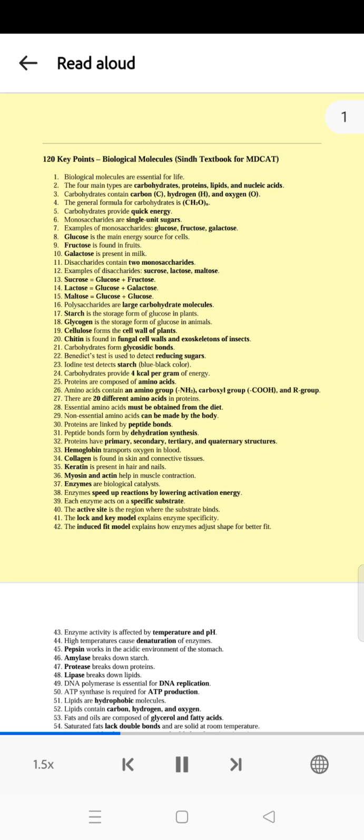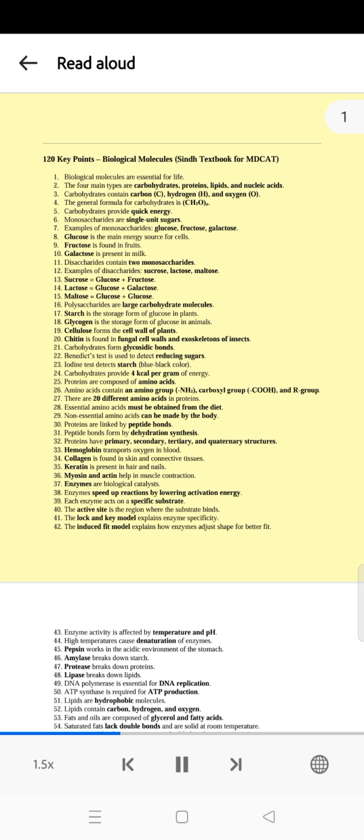Peptide bonds form by dehydration synthesis. Proteins have primary, secondary, tertiary, and quaternary structures. Hemoglobin transports oxygen in blood. Collagen is found in skin and connective tissues. Keratin is present in hair and nails. Myosin and actin help in muscle contraction.